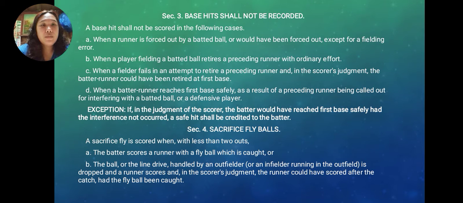So next we will proceed to Section 4, which is the sacrifice fly balls. A sacrifice fly ball is scored when, with less than 2 outs, letter A, the batter scores a runner with a fly ball which is caught, or the fly ball or line drive handled by an outfielder or an infielder running in the outfield is dropped and a runner scores, and in the scorer's judgment the runner could have scored after the catch had the fly ball been caught.